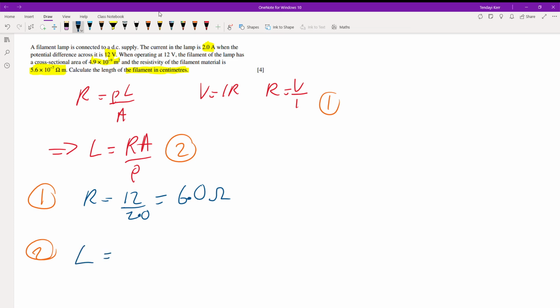So length is equal to resistance, so 6, times the cross-sectional area, 4.9 times 10 to the minus 9, all over the resistivity, which is 5.6 times 10 to the minus 7. That gives us a length of, if we put those values into our calculator, let's do that now.